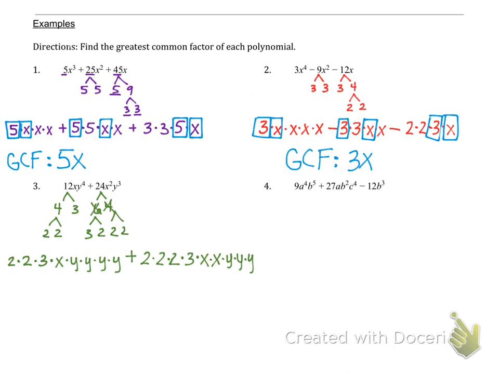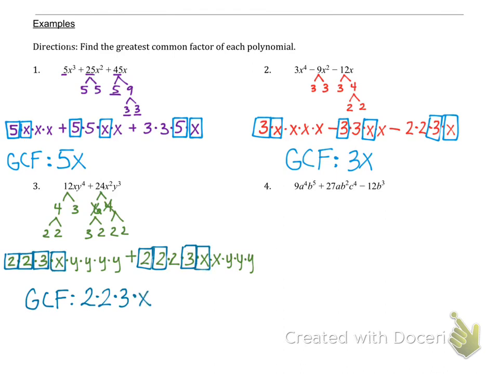Now let's look and see what's in common. It looks like we're going to have a lot in common for this one. So it appears that we have one group of 2's, so I'm going to write 2. We have another group of 2's, so I'm going to write times another 2. We have a group of 3's in common, so I'm going to write times 3. We have an x in common in both, so times x.